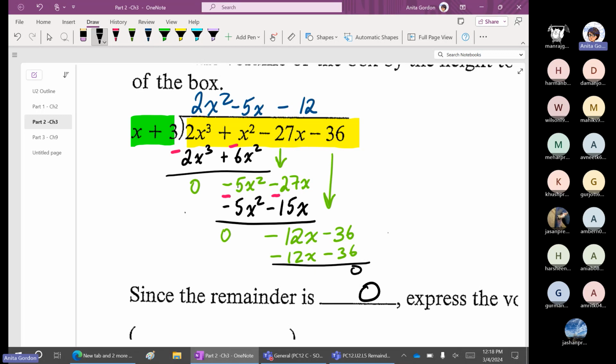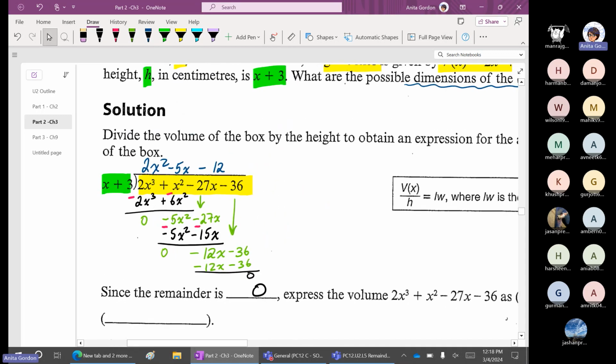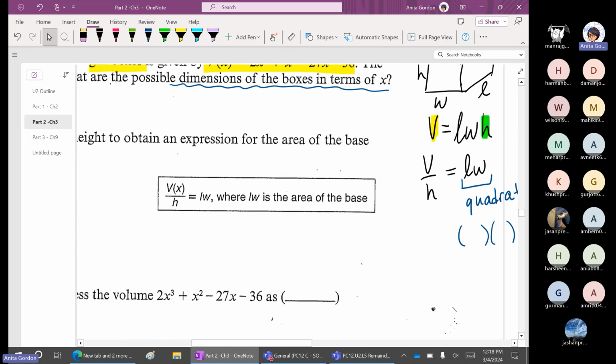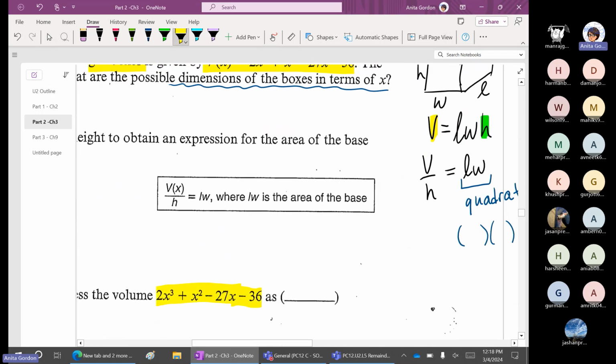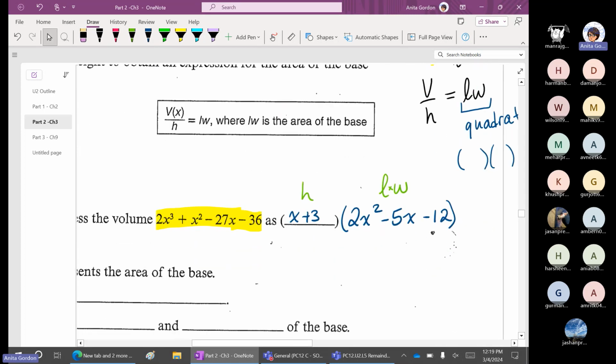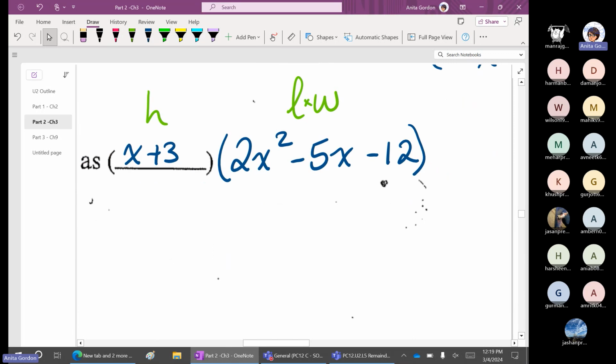That means we found the factor. That's awesome. So, here's how I'm going to write it. The volume, which was this, is now going to be written as x plus 3, and it looks like I have a line break here, but we can add it in here, times 2x squared minus 5x minus 12. So here is my height, and here is length times width. Okay, we are right. Can we figure out the quadratic method? How do I factor this further?